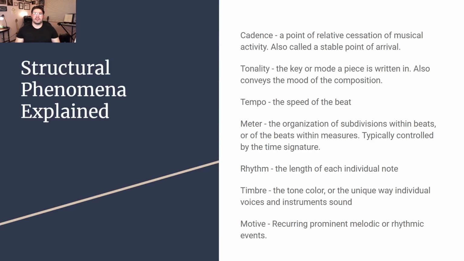So if you want to think of it in, like, programming terms for a second, these are all events that signal that something else is going to happen. So now that we've gotten at least a little bit of an idea about structural phenomena, we're going to talk about two different types of form today.